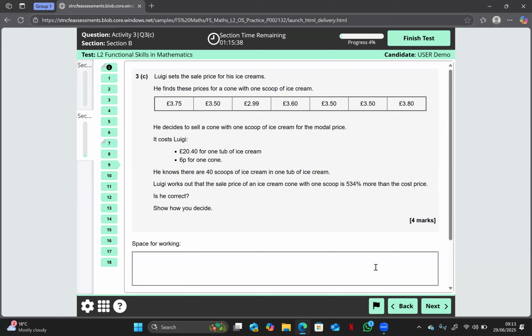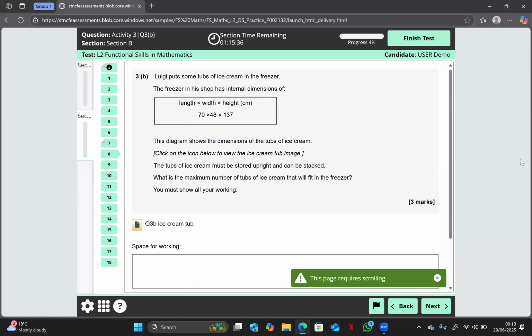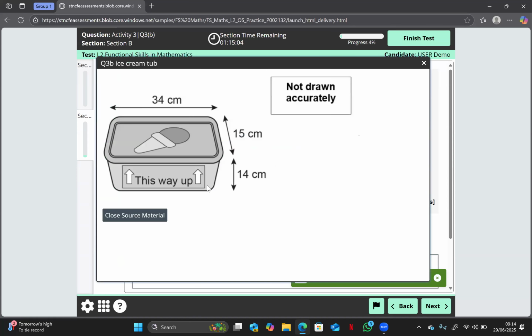Well, Luigi, sorry, let's go back. Luigi put some tubs of ice cream in the freezer. The freezer in his shop has internal dimensions of 70 length, 40 width, and 137 height. The diagram shows the dimensions of the tubs of ice cream. Click on the icon below to view the ice cream tub image. So that's how it looks.